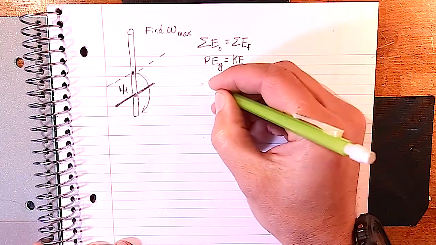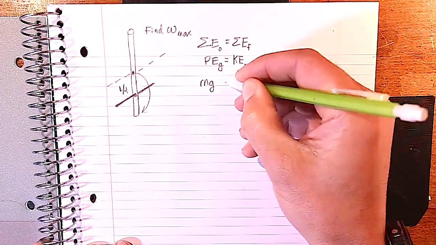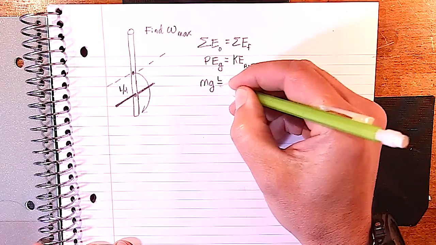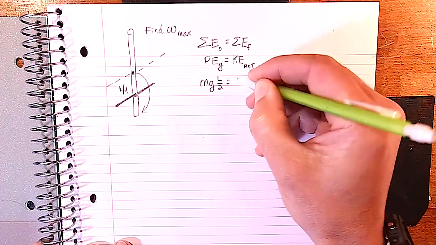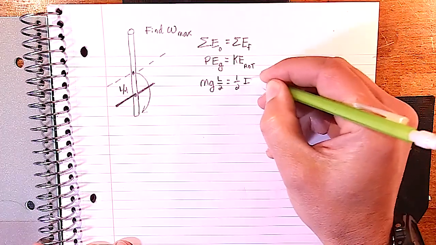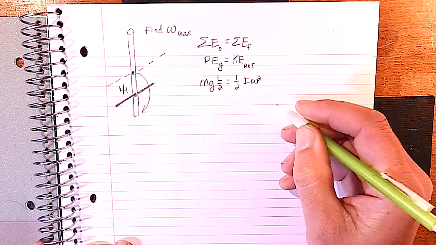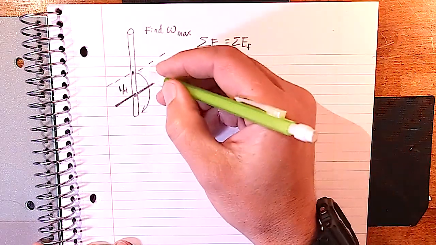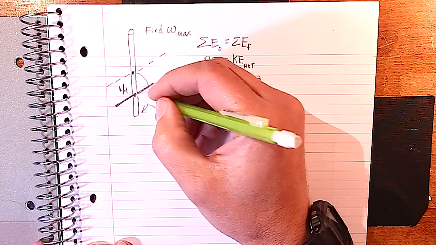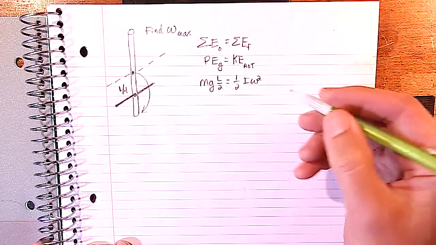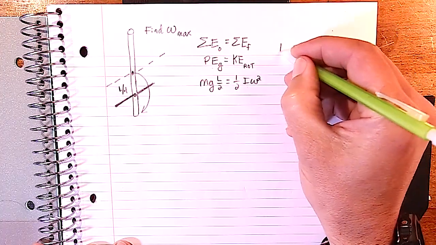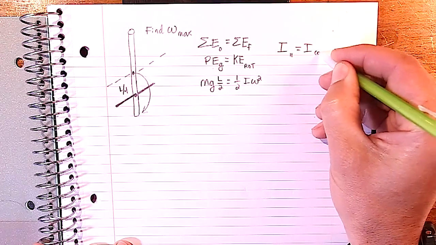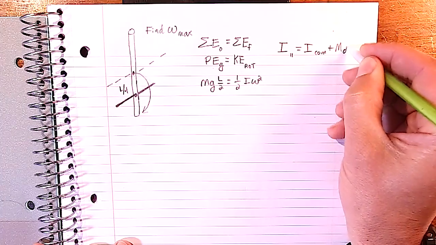So we have mgh, but what's h? Well, h is the change in the distance of the center of mass, so that's L over 2, is equal to 1/2 I omega squared. But here's the problem. What's the moment of inertia? Well, it's a rod spinning about this quarter length, so we have to use the parallel axis theorem. So we have to do I parallel equals I com plus md squared.